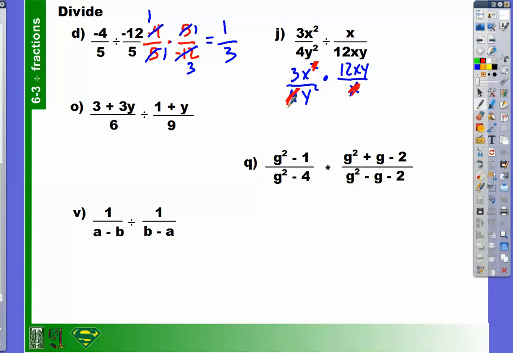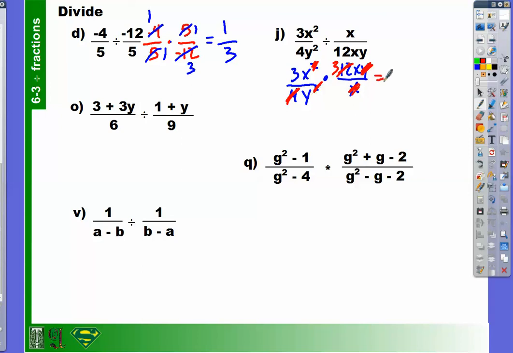I'm going to deal with the 4's first. So 4 goes into 12 3 times. No, you said the y. We have y squared and a y here. So y divided by y is 1. Y squared divided by y is just y. Is there anything else that we can cancel out? Yvonne says no.